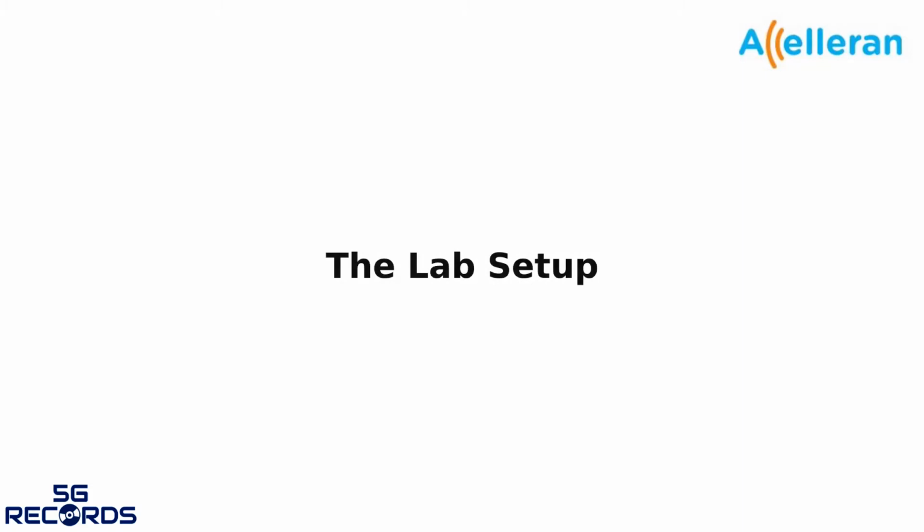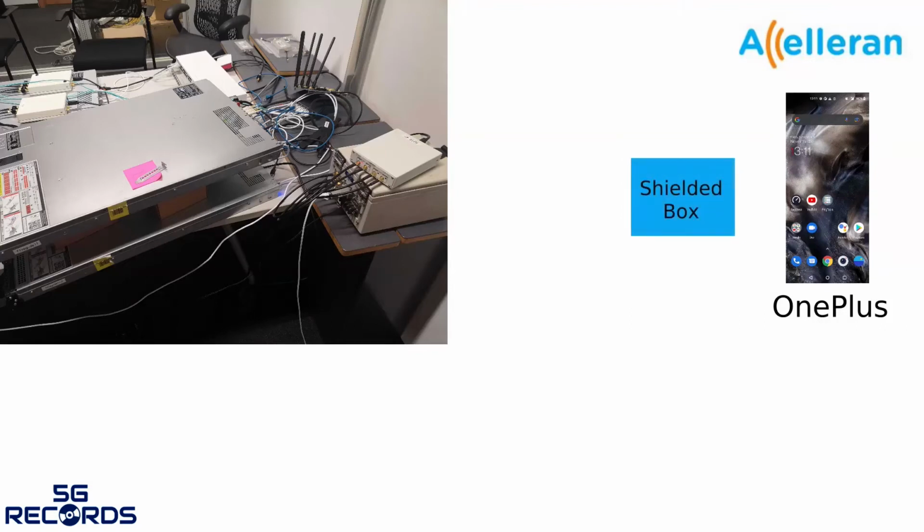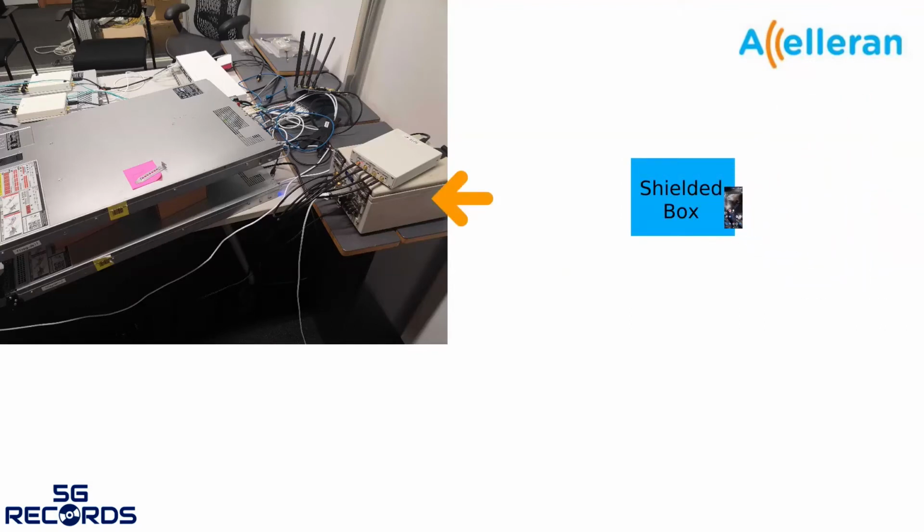First, we'll go through the setup we have in the lab. On the top left corner, we have a quick view of the lab setup. We have a OnePlus phone which supports 5G. This phone was placed inside a shielded box, along with a Raspberry Pi that would be used to control the phone remotely. This setup within the shielded box would result in less interference on our wireless connection, and also it won't be interfering with other setups we have in the lab.